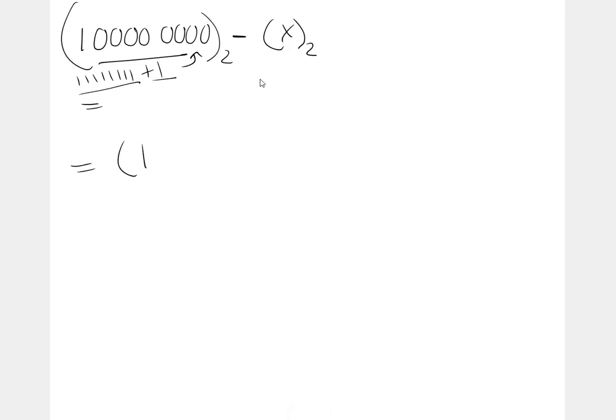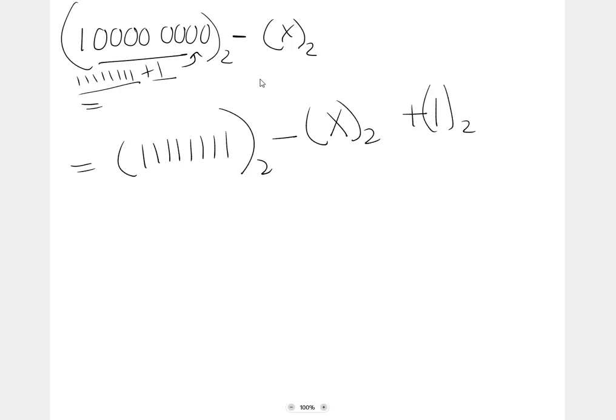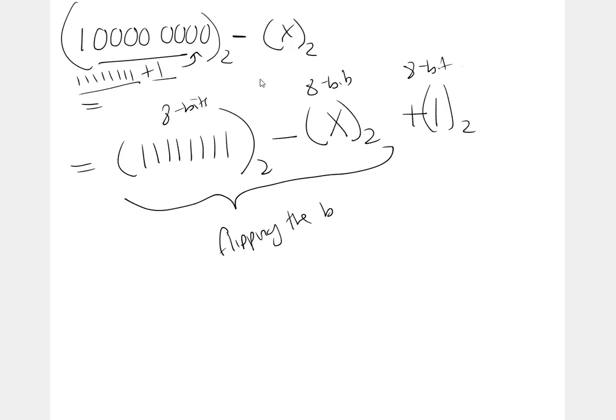So this is equal to 8 ones in base 2, then we subtract our x in base 2, and then we add 1 in base 2. It's actually going to be 1 with 8 bits. All of these things are in 8 bits. And the reason this is a very easy process is that this operation here is nothing more than flipping the bits of x, which is very easy. So you flip the bits and then you just add 1.